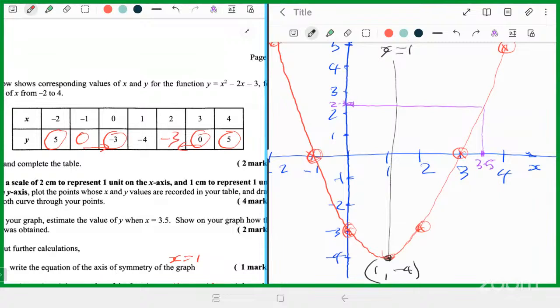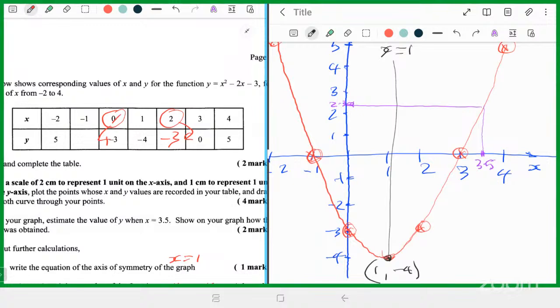See that? Good. And then now, these two values, let me show you something. Because I have these two values here with the same y value, the axis of symmetry must be halfway between this 0 and this 2. The 0 gives me -3, and the 2 gives me -3. So the axis of symmetry must be halfway between 0 and 2. Halfway between 0 and 2 is 1.